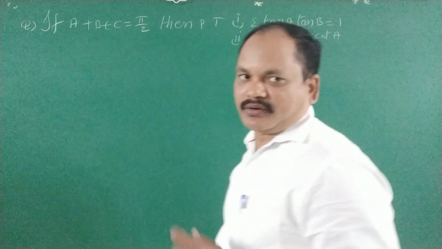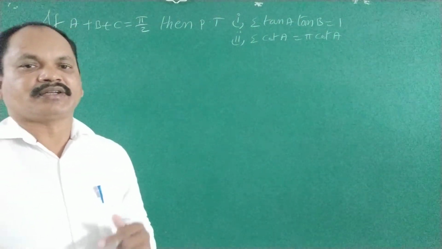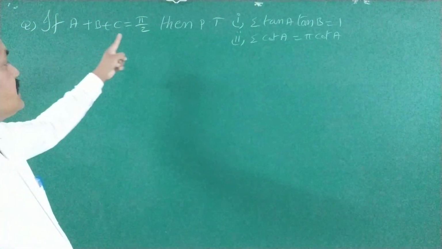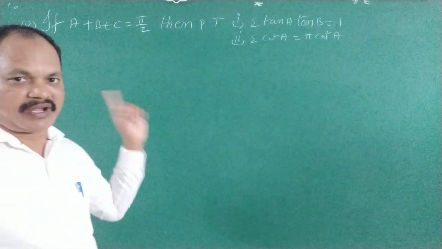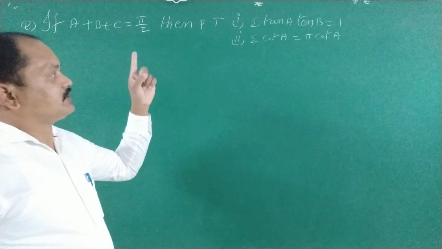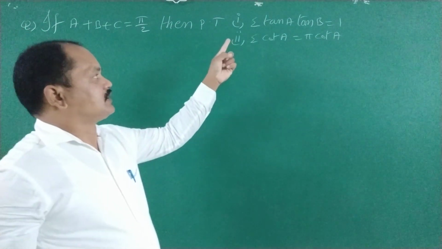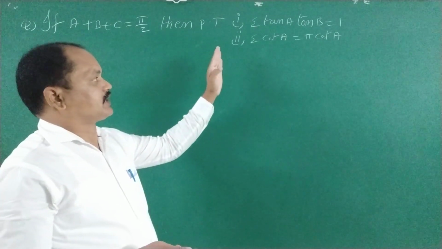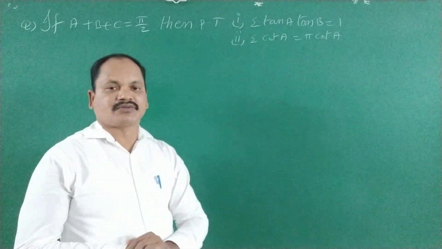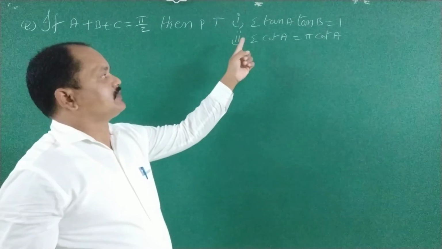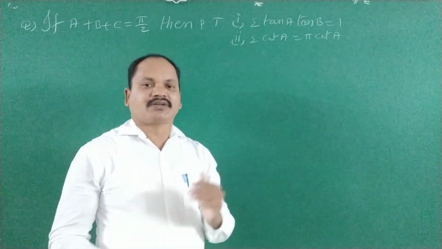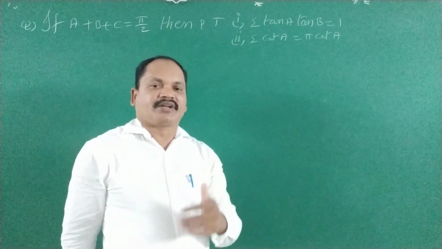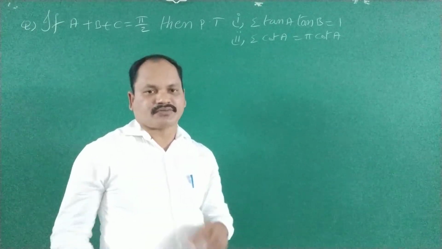Now we are going to one more concept. If A plus B plus C is equal to 90 degrees or pi by 2 radians, then prove that the first one, sigma tan A tan B is equal to 1, and second one, sigma cot A is equal to pi cot A. That means sigma tan A tan B is equal to 1 means what? Tan A tan B plus tan B tan C plus tan C tan A is equal to 1.